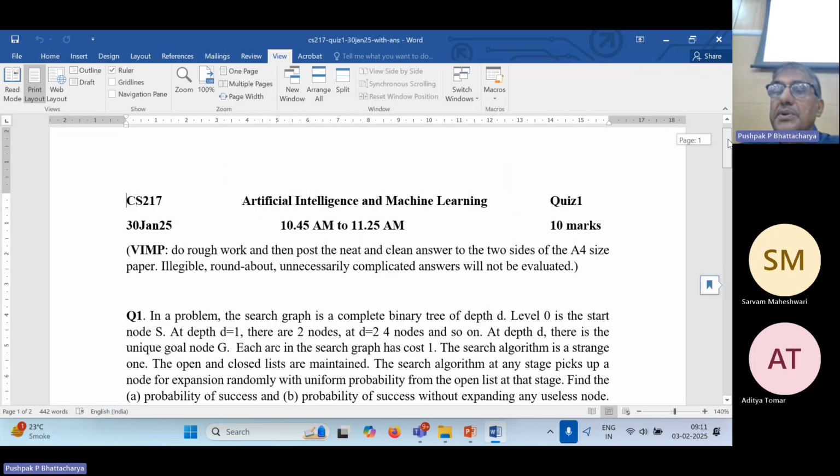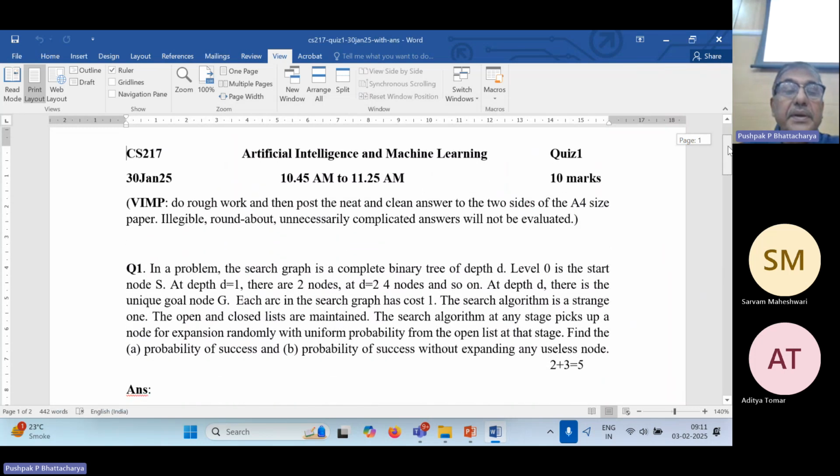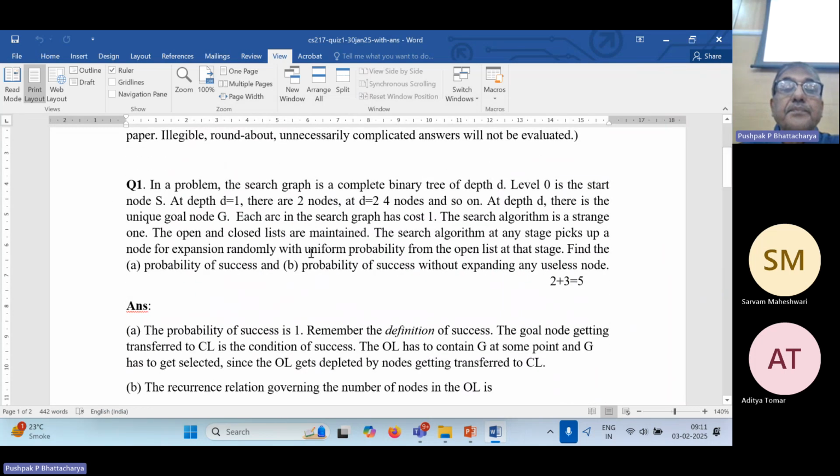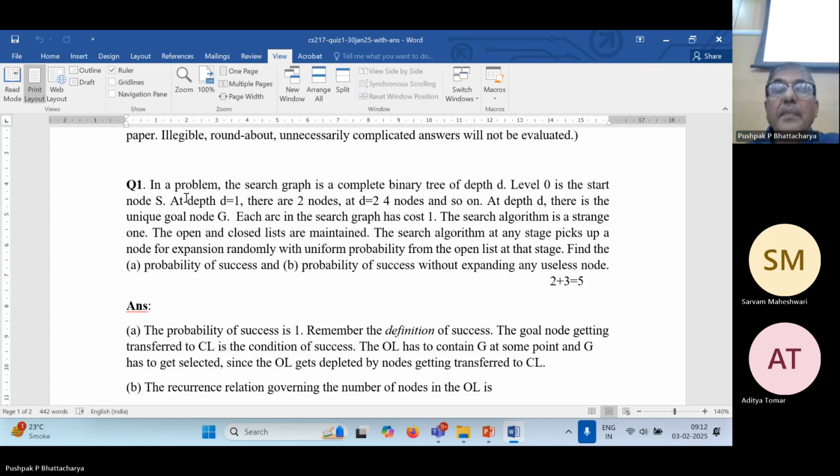So most of you have done pretty well in the quiz. The first question was, in a problem, the search graph is a complete binary tree of depth D. So S, then 2 children, then 4 children, then 8 children. Each node has exactly 2 children.